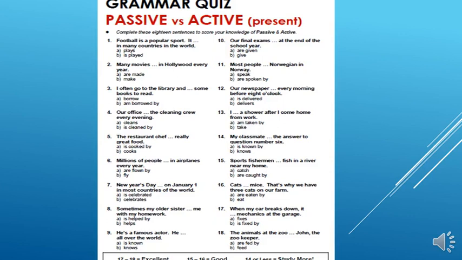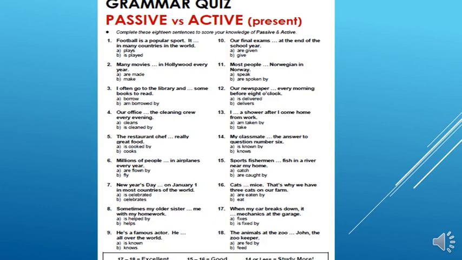Number 15. Sports fishermen dash fish in a river near my home. So the answer would be sports fishermen catch fish in a river near my home, which is again an active sentence. 16. Cats dash mice, which is a very known rule. So it's definitely cats eat mice.